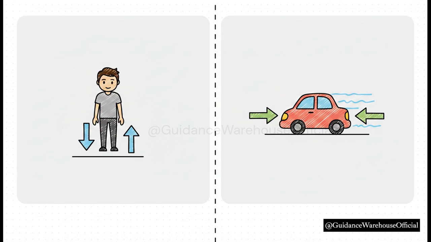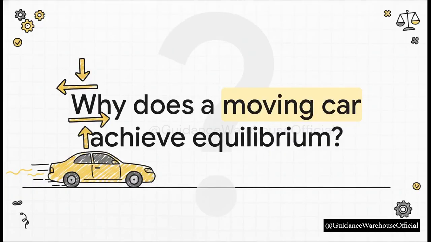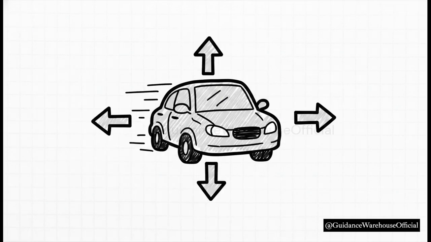But then, on the other hand, we have dynamic equilibrium, which is exactly like that car moving at a constant velocity that we talked about at the very beginning. Now, you might be asking yourself, wait, why does a moving car achieve equilibrium? It's a really classic student question, mostly because it feels so counterintuitive that something moving that fast could possibly have a net force of zero. Shouldn't moving forward require some extra forward force? Well, here is the secret.